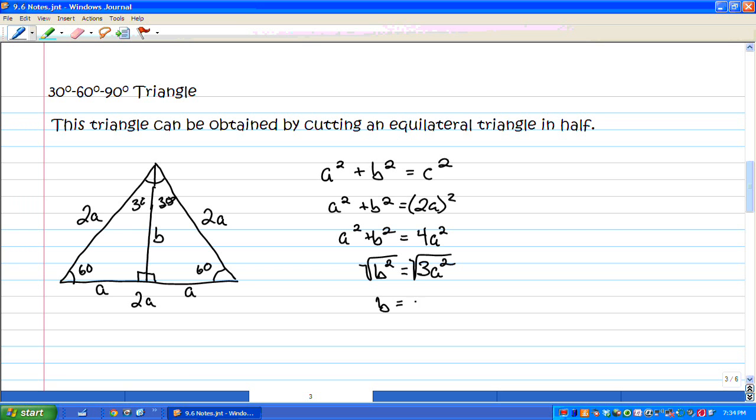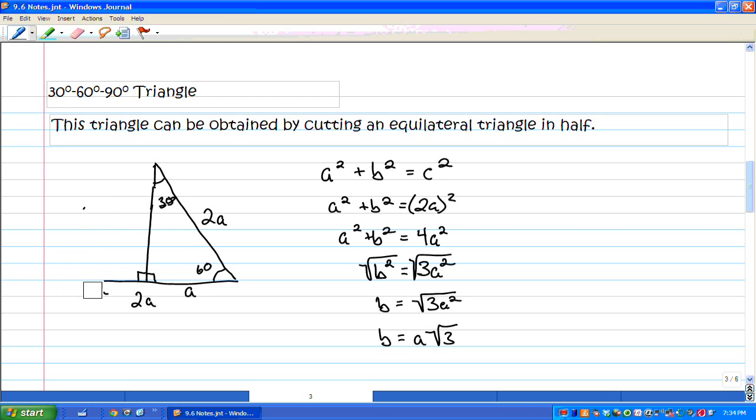B is equal to the square root of 3A squared. I can take the A out of there, and B is now A square root of 3. So I can replace this B in the middle. In fact, I'm going to erase this whole side of this equilateral triangle. And over on this side, instead of B, I have A square root of 3.